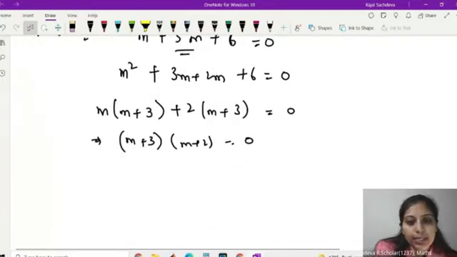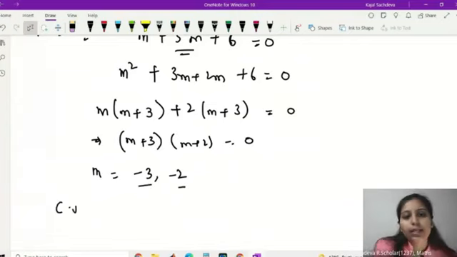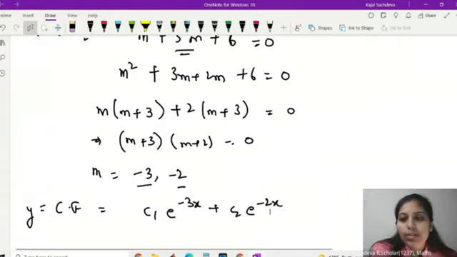It is the case of distinct real roots. So we can write its solution very easily: C1 e raised to power minus 3x plus C2 e raised to power minus 2x. So this is the complementary function, which is also equal to the complete solution here because we have the homogeneous equation here.